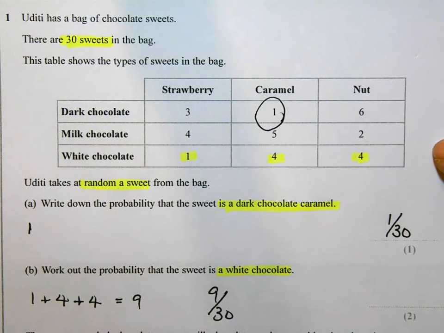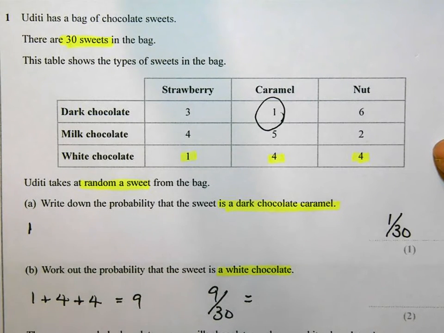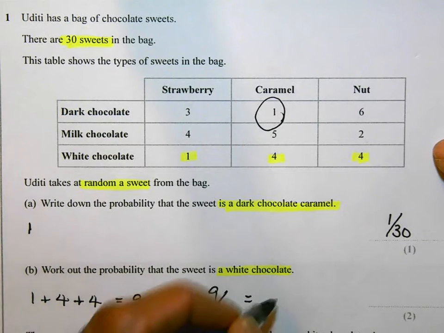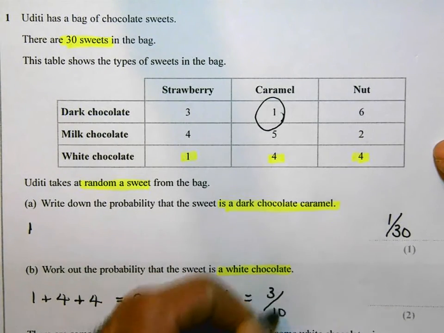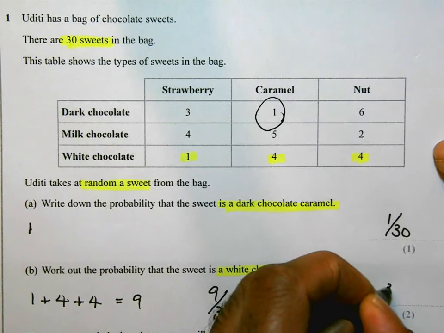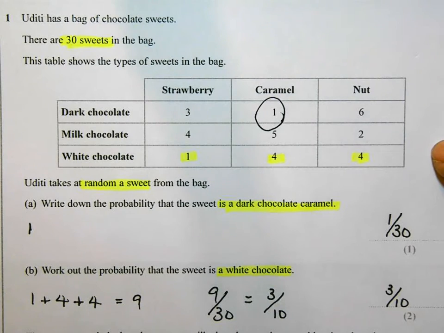I could simplify that down. If I divide both of those by 3, 3 can go into 9 and 3 can go into 30. 3 into 9, 3. 3 into 30, 10. So writing it in its simplest form, it's 3/10. That question is straightforward enough.